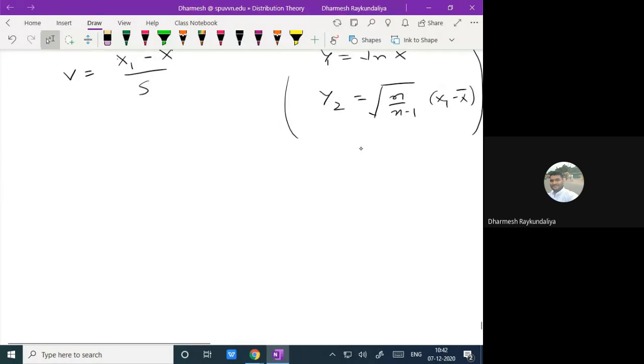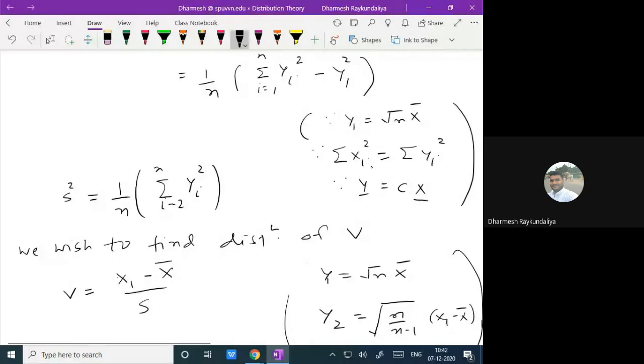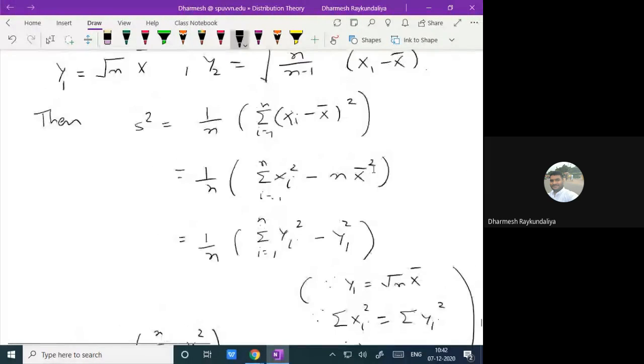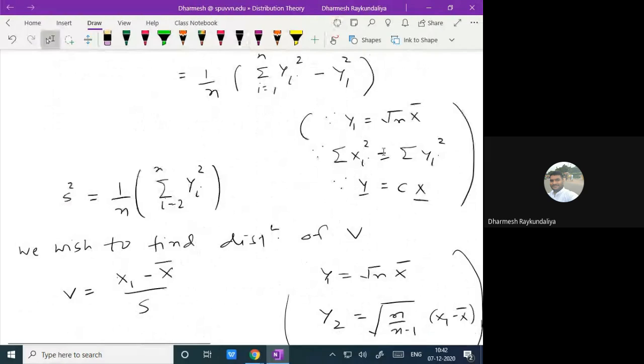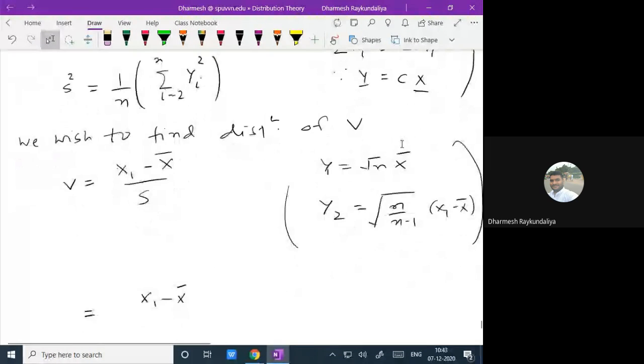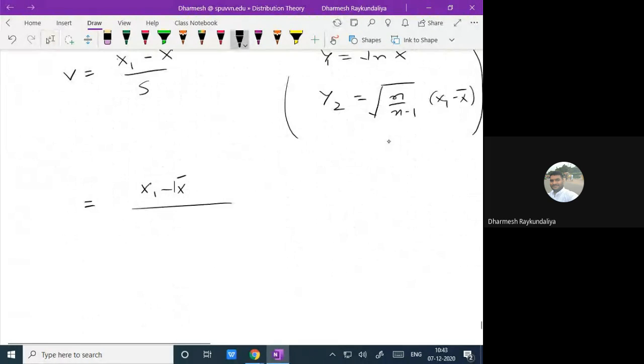So here we have x1 minus x bar, and s equal to what we can write in the form of y? It is root 1 by n summation yi square, that is i equal to 2 to n. And x1 minus x bar.